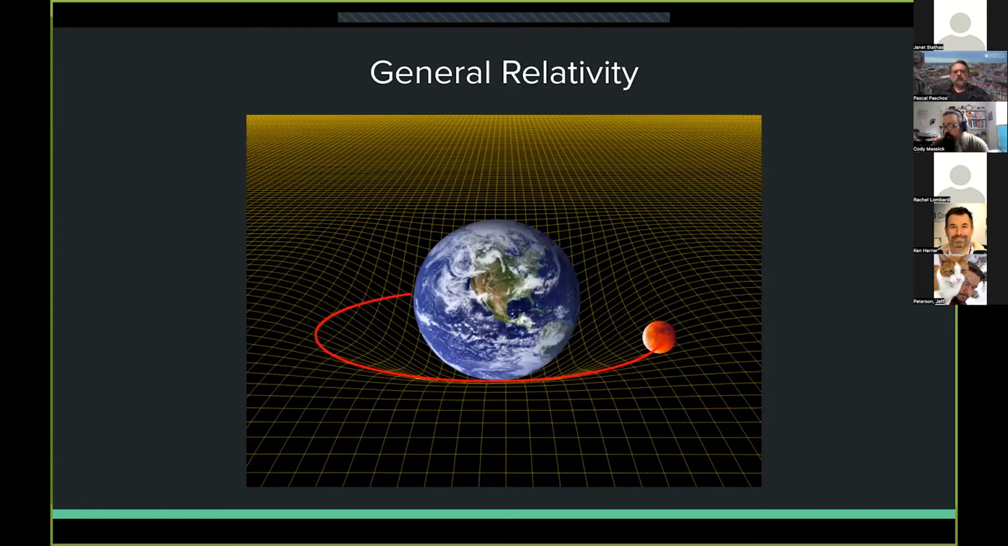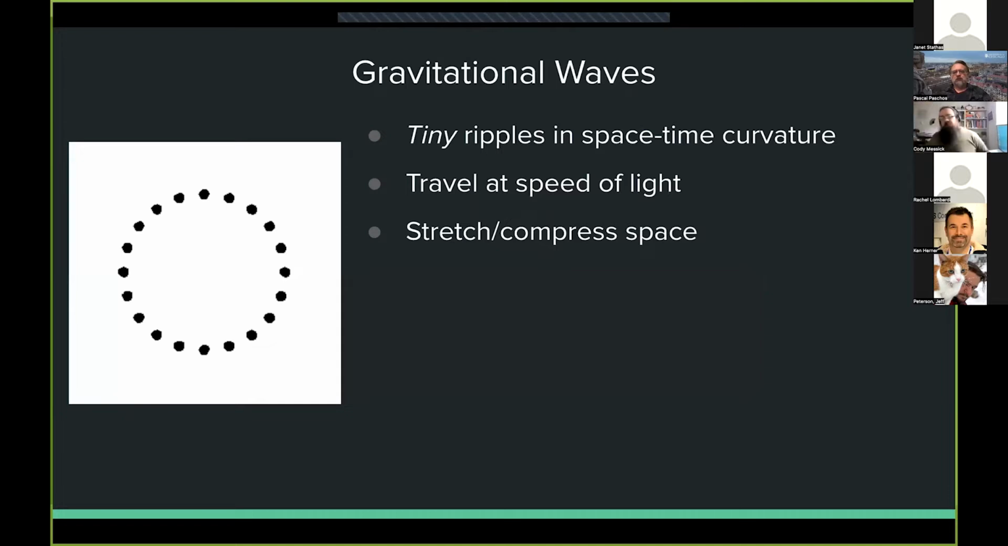General relativity has many great predictions that have been verified. One of them, the one that is of interest to us, is gravitational waves. Gravitational waves are extremely tiny ripples in the curvature of space-time, and I'll give you a better idea in a few minutes how tiny that is. They travel at the speed of light, and they stretch and compress space. So what does that mean?